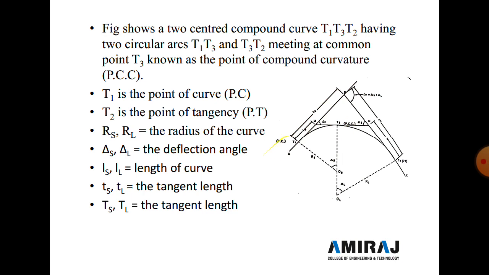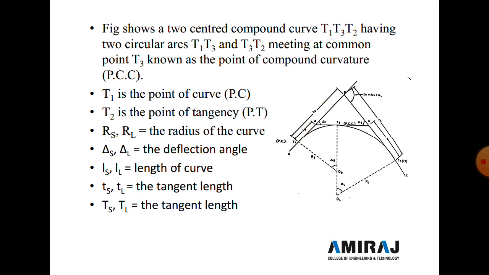Now what is T1? T1 is the point of curvature PC, the starting point of the curve, and T2 is the point of tangency, the point of the curve PT. RS and RL are the radii of the curvature.